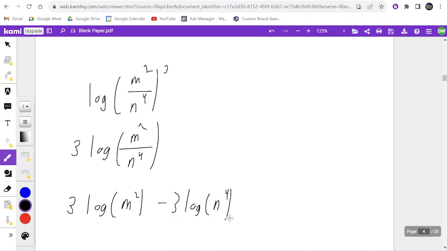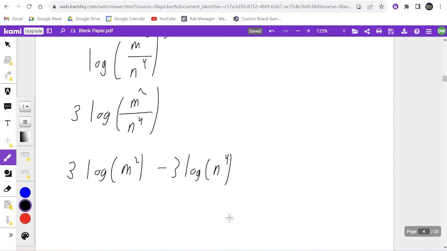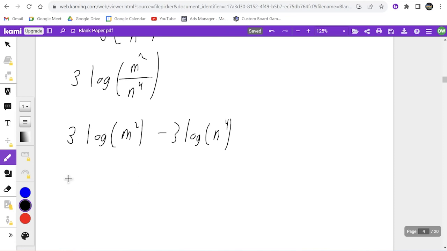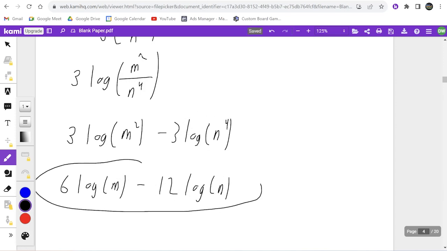Notice the 3 goes to both of them because it's out in front. It's kind of like a coefficient. And then you can bring the 2 out in front to be 3 times 2 is 6 log of m minus, bring the 4 out in front, 3 times 4 is 12, minus 12 log of n. Now, I don't care which way you use. I probably like this way better, the second way. But if you like the first way better, you can do it that way as well. Any questions?